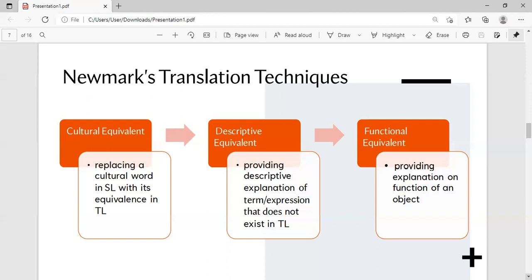The third one is functional equivalent. Functional equivalent means providing an explanation of the function of an object. So instead of providing a description of the characteristics of an object, like descriptive equivalent, in functional equivalent a translator describes or explains the function of an object.